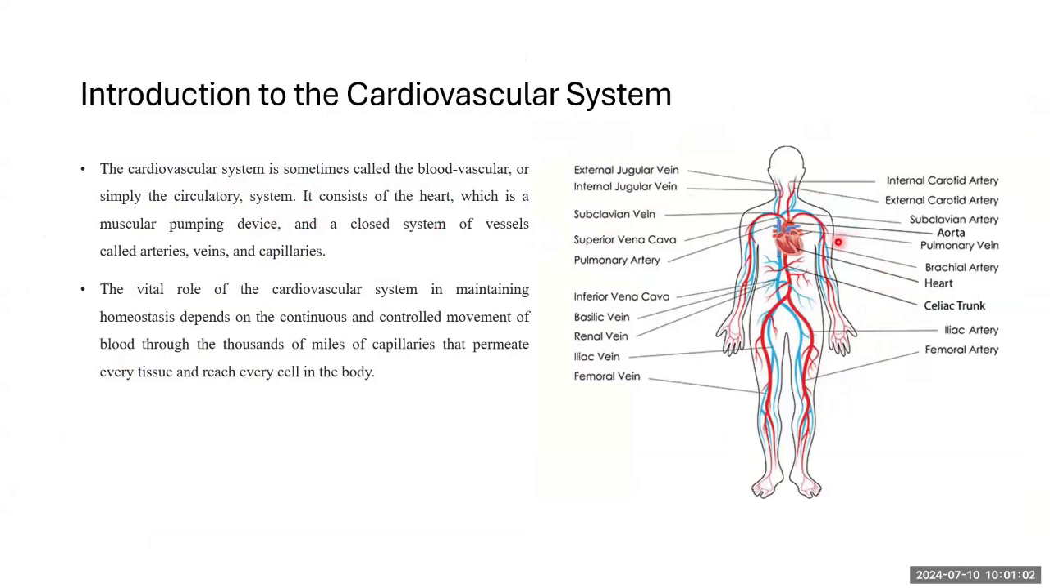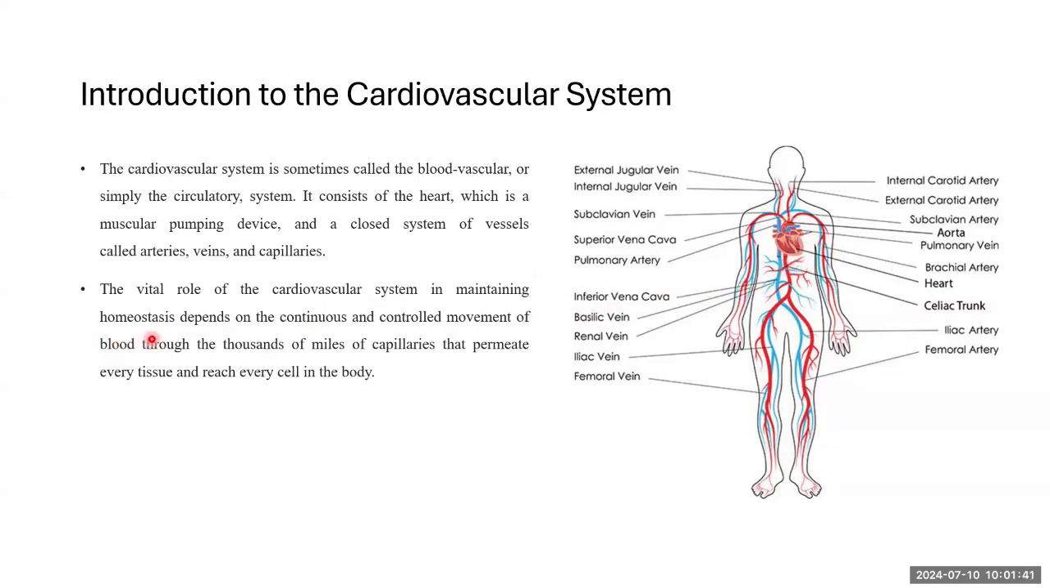It consists of the heart, which is mainly the pumping device that pumps the blood throughout the body, and a whole network of blood vessels through which blood is pumped throughout the body and then returned to the heart again and again. So this is how this cycle goes on. The main purpose of the cardiovascular system is maintaining homeostasis, depending on the continuous and controlled movement of blood throughout the blood vessels, which include arteries, veins, as well as capillaries.